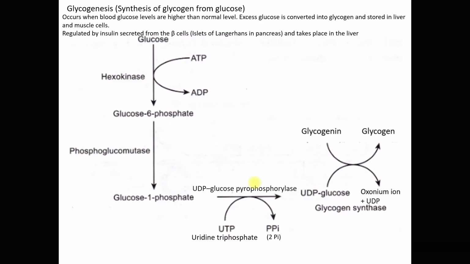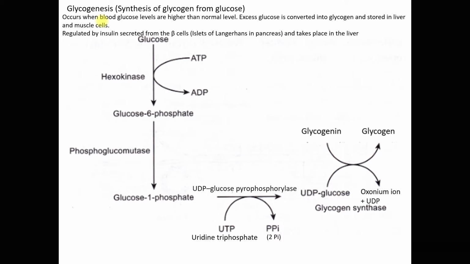So today we are going to discuss carbohydrate metabolism, okay? And there are three processes here. So we go to the first one, which is glycogenesis. The word glyco refers to glycogen. Genesis is the synthesis. So glycogen synthesis. Glycogenesis is defined as synthesis of glycogen from glucose.